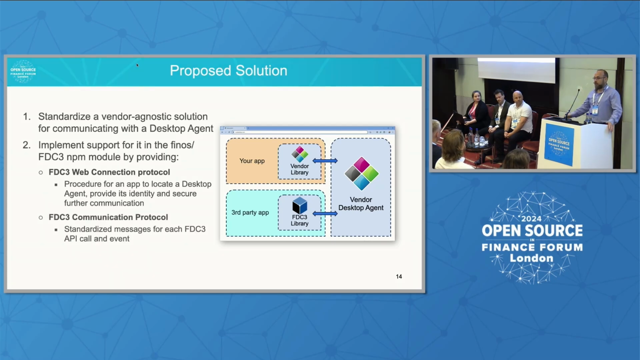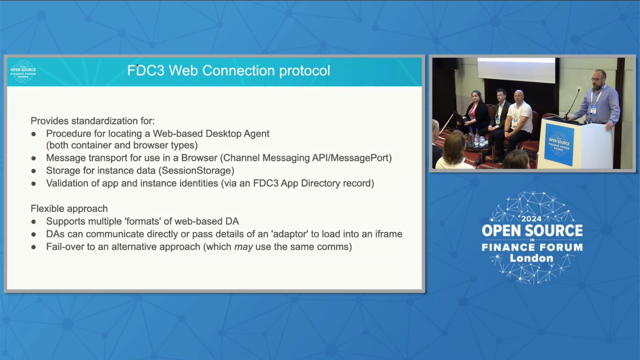And to do so, we basically had to invent two things: the FDC3 Web Connection Protocol, a procedure for locating the desktop agent, providing an application's identity and securing the rest of your communication, and then the FDC3 Communication Protocol, which is the standardized set of messages that supports all the API calls and events. So starting with the Web Connection Protocol, it provides standardization for that means of locating the desktop agent, which we'll go into in a minute.